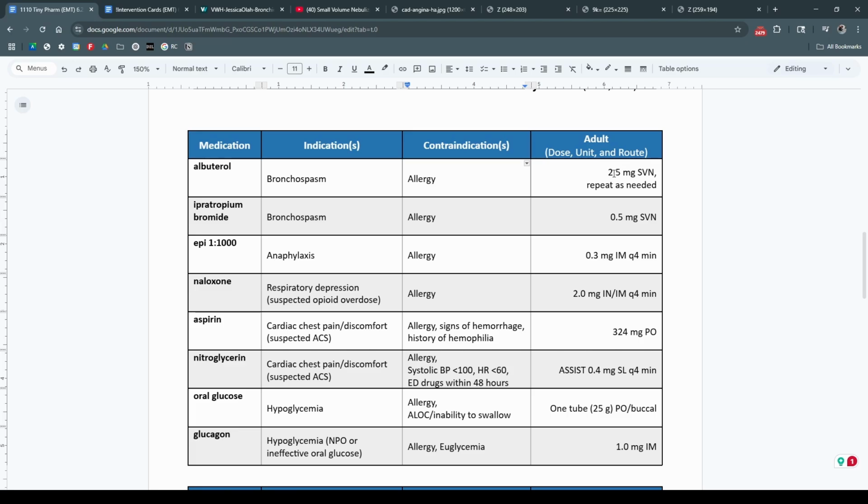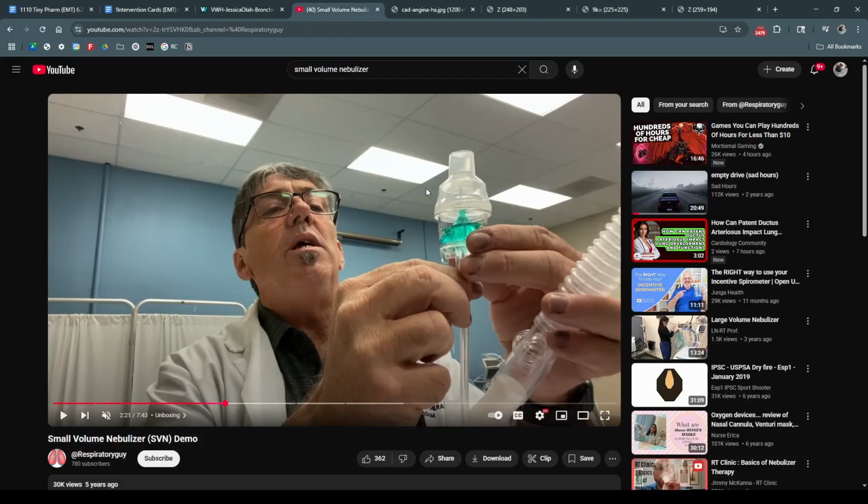We're going to administer them via SVN, small volume nebulizer, 2.5 milligrams for albuterol and 0.5 milligrams for Atrovent. Now, a small volume nebulizer is just this little container here with a T piece that goes across the top, and a patient breathes through it. This can also obviously be attached to a mask.